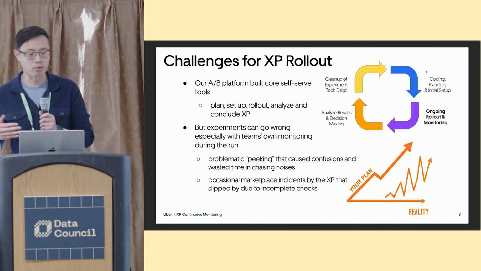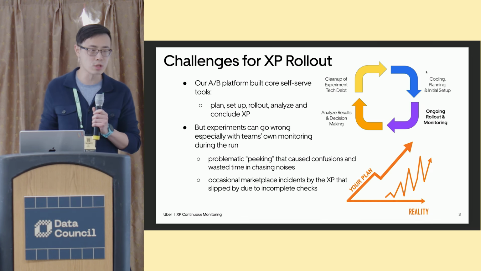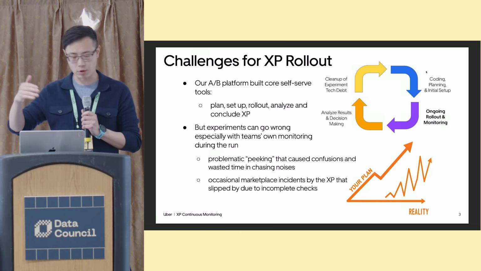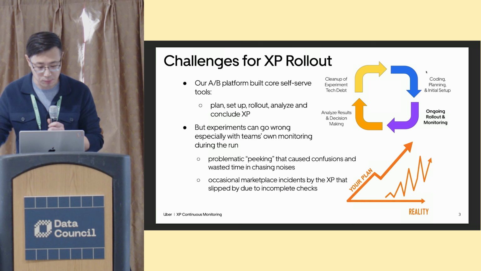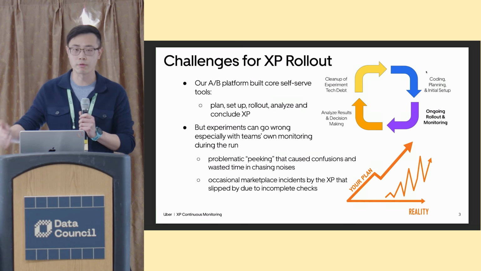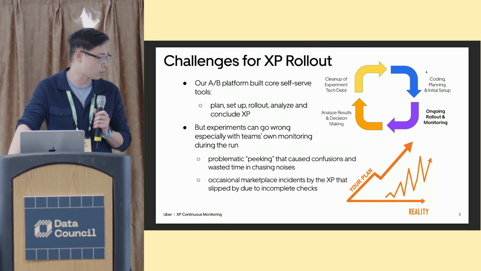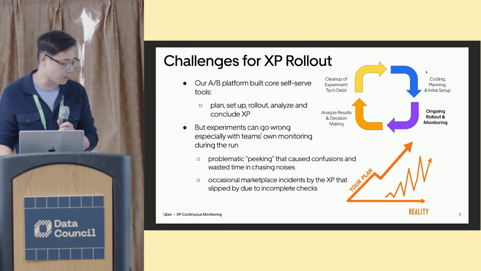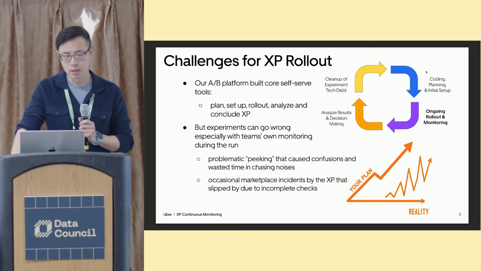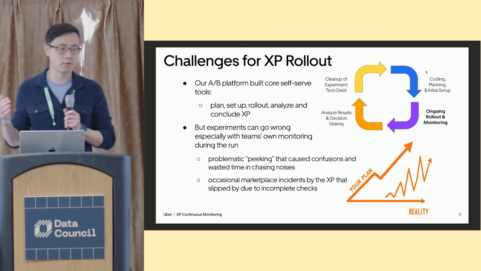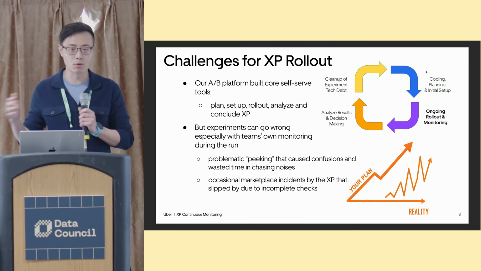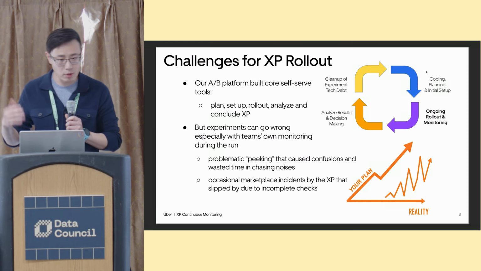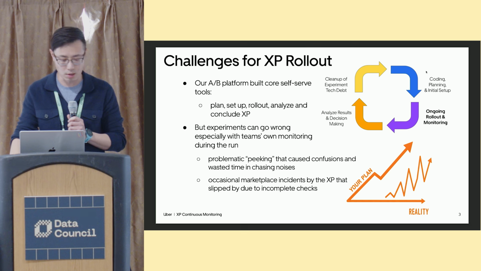In our platform, we provide a series of self-serve tools to help teams go through this XP lab lifecycle. They first go to our power analysis UI to plan their experiment, and then they go to our configuration UI to set up and roll out their experiment. And then in the end, they can analyze the results and conclude their experiment through our analysis UI. So we're all good if things go as we planned, but we all know things rarely go exactly as we planned. Many things can go wrong during the XP rollout, during the XP runs.